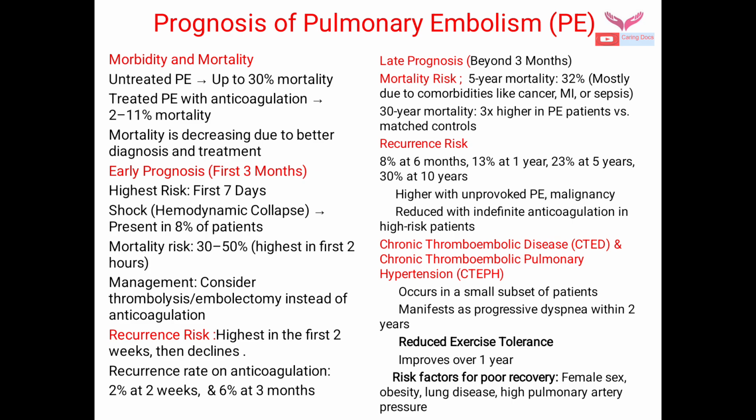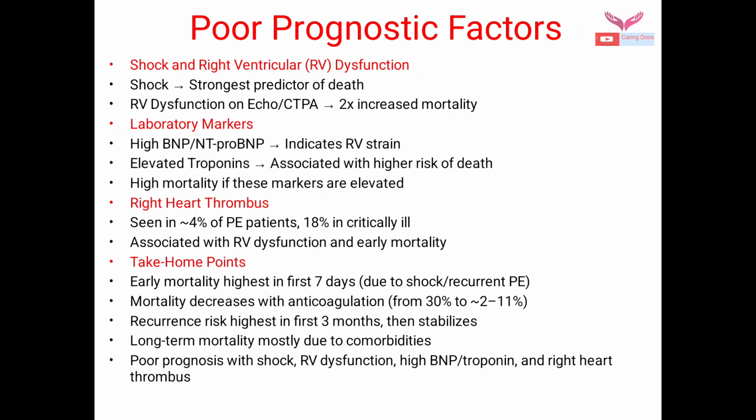Chronic thromboembolic disease and chronic thromboembolic pulmonary hypertension occurs in small subset of the patients, and it manifests as a progressive dyspnea within 2 years. Reduced exercise tolerance improves over 1 year. Risk factor for poor recovery are female sex, obesity, lung disease, high pulmonary artery pressure. The poor prognostic factors are shock and right ventricular dysfunction.